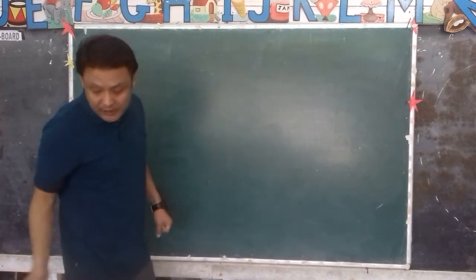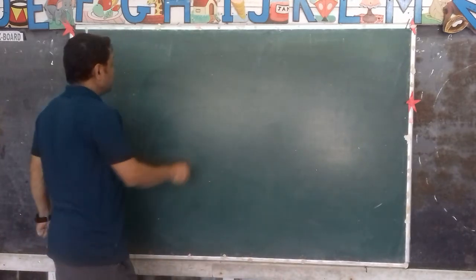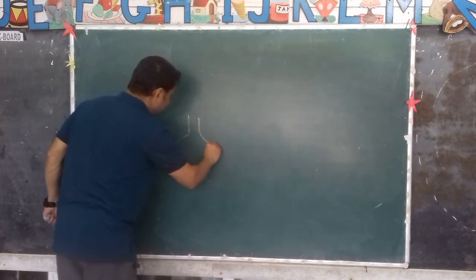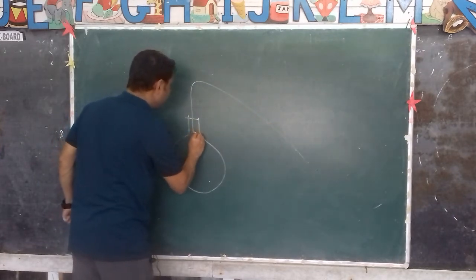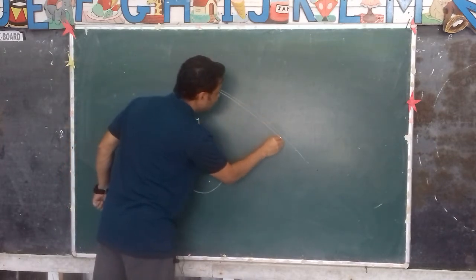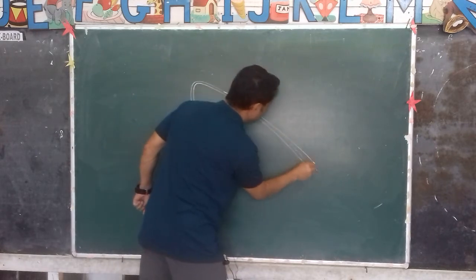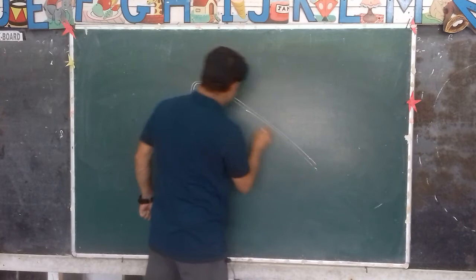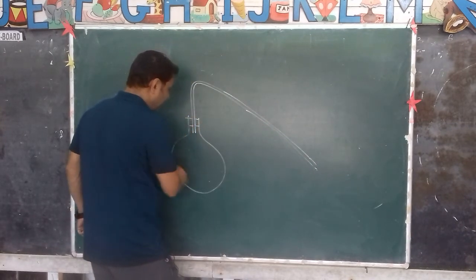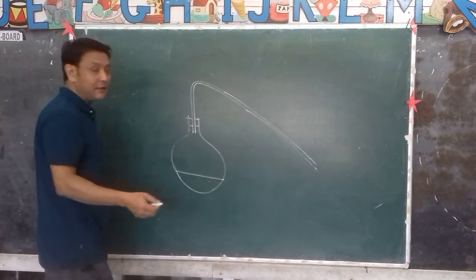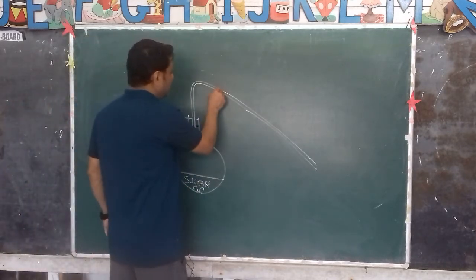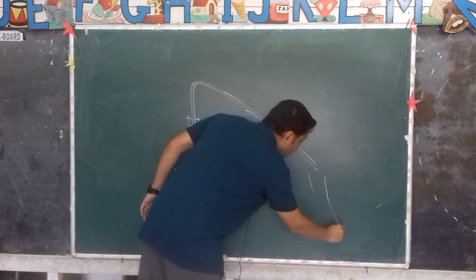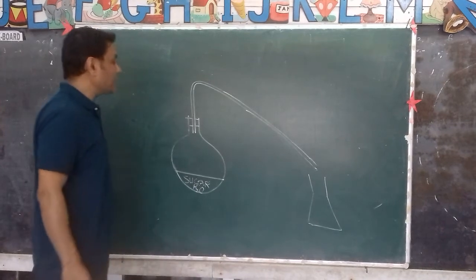So we have a special distillation apparatus. During this, we have the round bottom flask, and we have a tube passing from the round bottom flask, and then we have a cork, of course. Now we have a mixture of sugar and water. We have the sugar solution here. Now we have, let's say, a conical flask or the receiver.